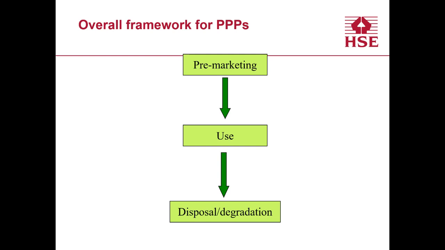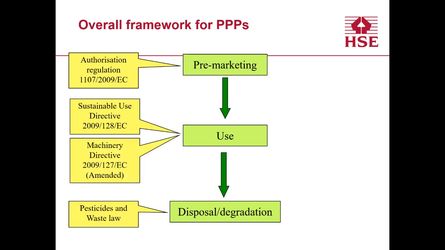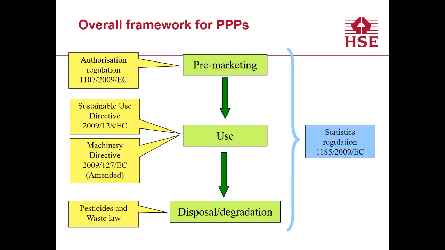This is how we like to look at the overall framework for the pesticides legislation. So we look at the pre-marketing areas, the use phase, and then the things that are around disposal and degradation. So of course for pre-marketing we have the whole authorization regulation, and I'll just put all the ones on because it'll make it easier to talk through. So there's all the conditions around authorization and approvals that come out of regulation 1107, and obviously also the maximum residue levels that are set as part of the authorization out of regulation 396 of 2005.